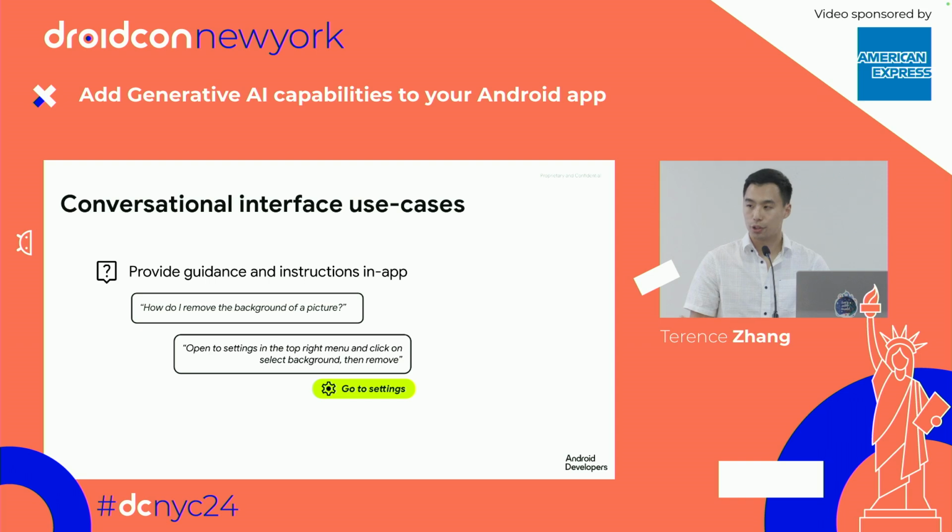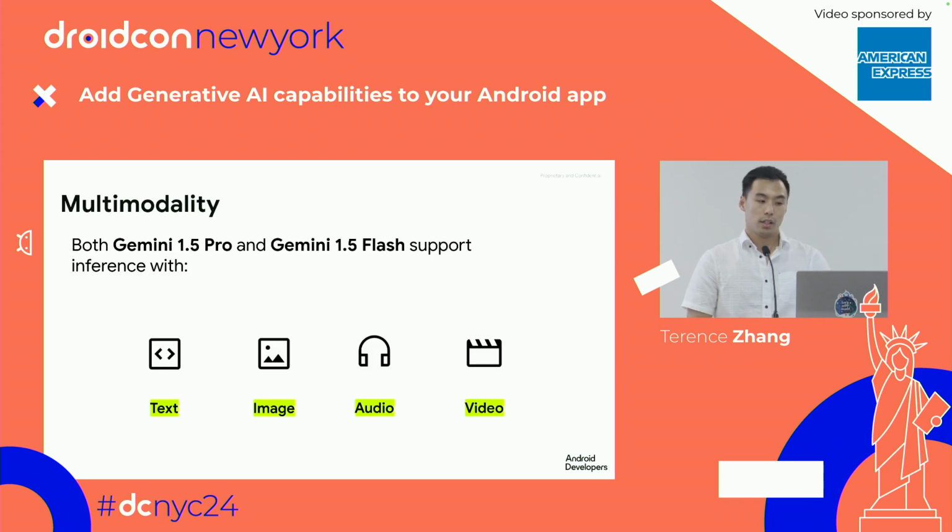So where can you deploy that into your apps? Well, conversational interface would be a good use case for that. So providing guidance and instructions in the app to help users along. So in this case, the user asks, hey, how do I remove the background of a picture? The model can respond with, hey, using the settings in the top right menu, and then also provide intelligently an easy way for the users to get to the settings. Both Gemini 1.5 Pro and 1.5 Flash support multimodal inference, so it allows text, image, audio, and video as inputs.